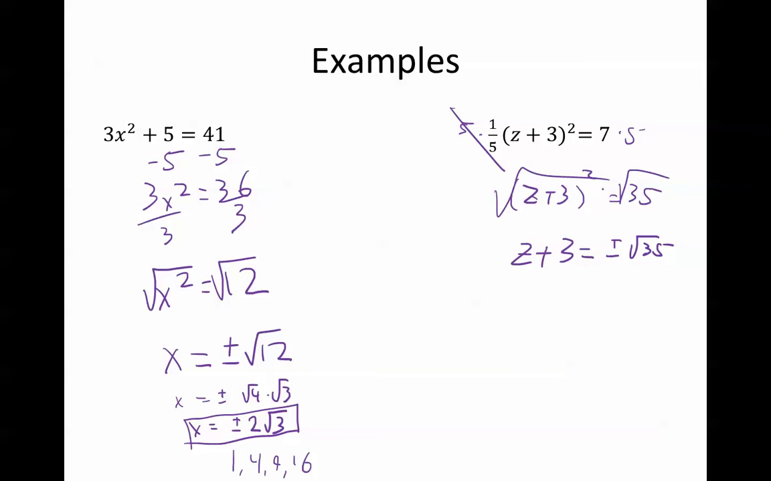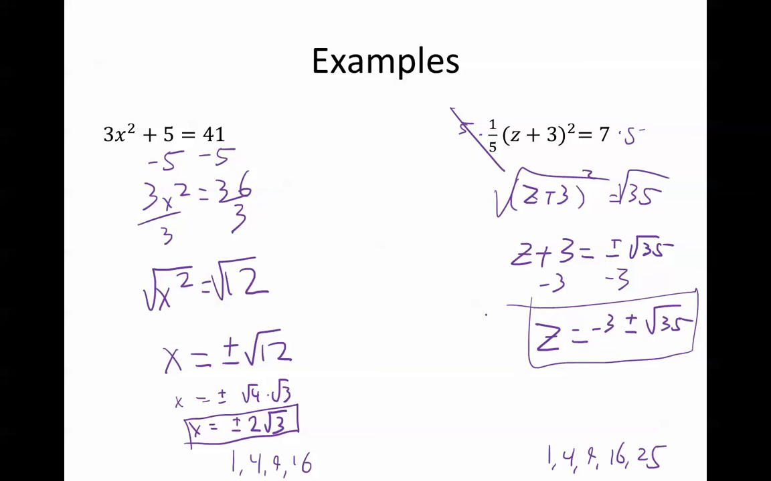Notice that I canceled out the square by square rooting it. Now, I need to do this one last step to get the z by itself, which is to subtract 3. And so I get z equals, and I'm going to put the negative 3 here in front of the plus or minus. And I should check, does the root 35 reduce? 1, 4, 9, 16, 25? Do any of these numbers divide evenly? 25, no. 16, no. 9, no. 4, no. Okay, we're good. So this right here is our final answer.